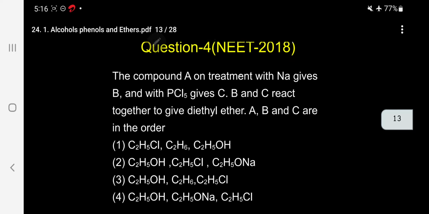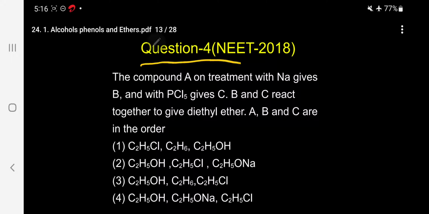Question number 4. This is the interesting question, which was asked in NEET 2018. Please follow. The compound A on treatment with sodium gives B and with PCl5 gives C. B and C react together to give diethyl ether.